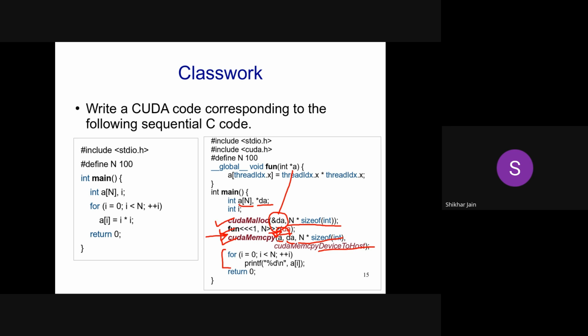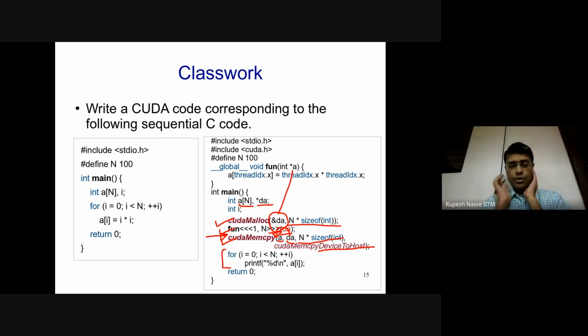Sir, one question. Suppose the size of int on the CPU and the size of int on the GPU are different. How does this cudaMemcpy ensure the semantics? That's a good question. Is it possible that the CPU int size and GPU int size are different, and in which case will there be an issue?